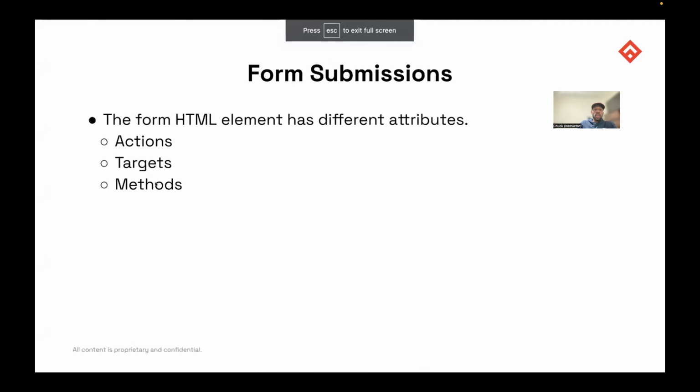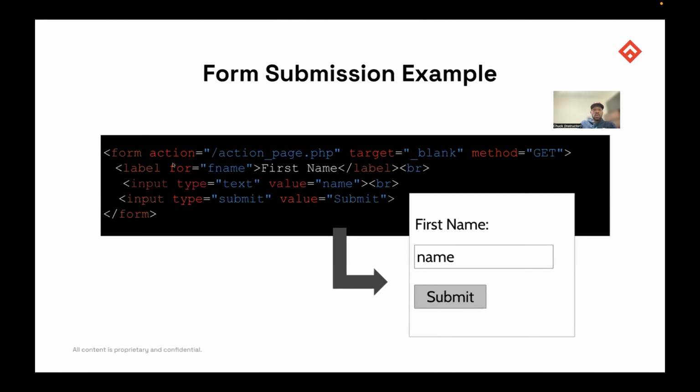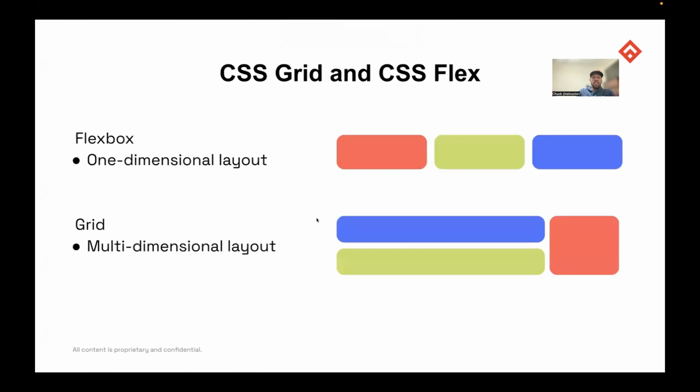So we talked about action, target, and methods. Typically when you create a form, you have an action, where you send it to whatever page you want to go to. You have a target, and then you have the method, which is whatever request you want to use. Each form should be labeled, and you identify the input fields with an identifier.